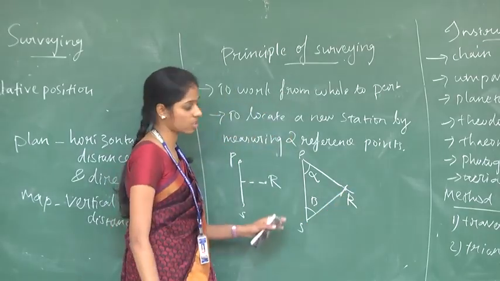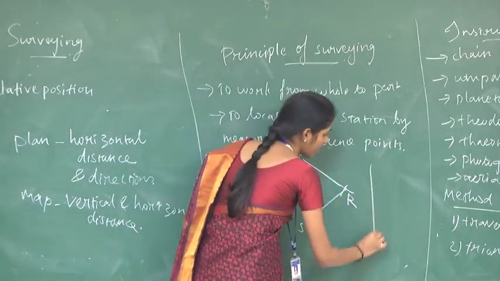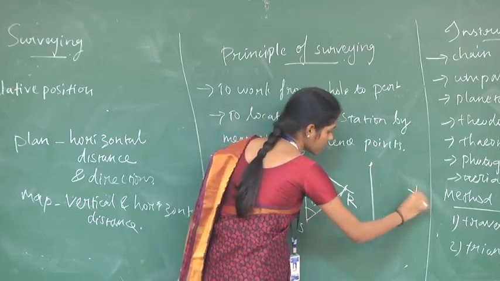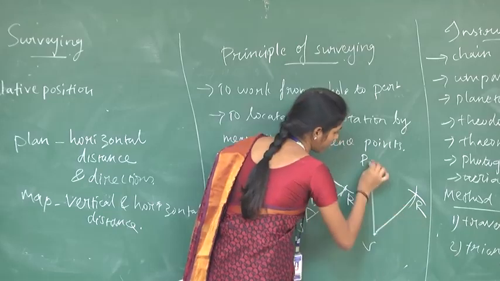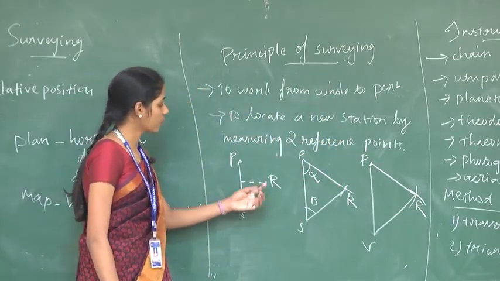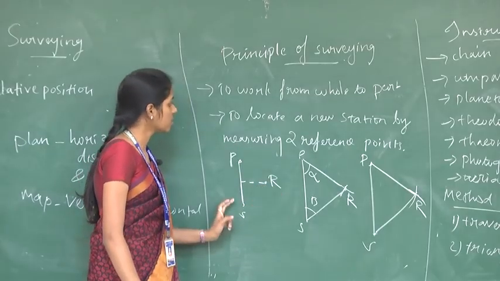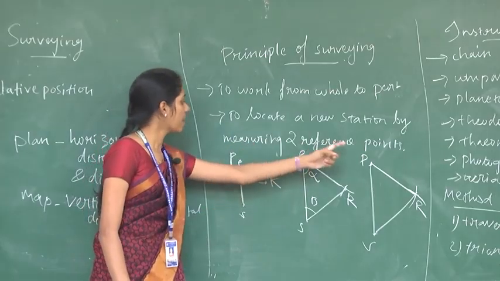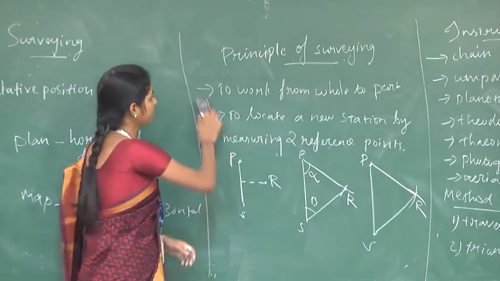Or else we can measure the distance PR and SR, and we can make an arc from P and from S to get the point R. The main objective is we have to mark the point R with the help of these two reference points. This comes under the second principle, to locate a new station, that is R, by measuring the two reference points, that is P and S.